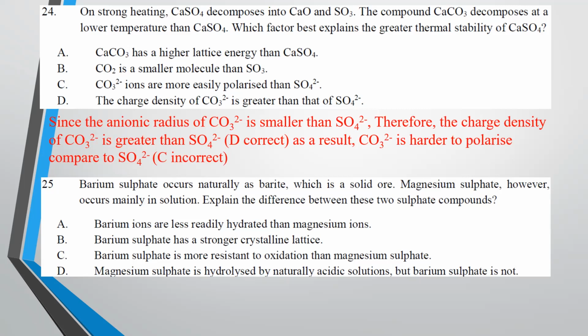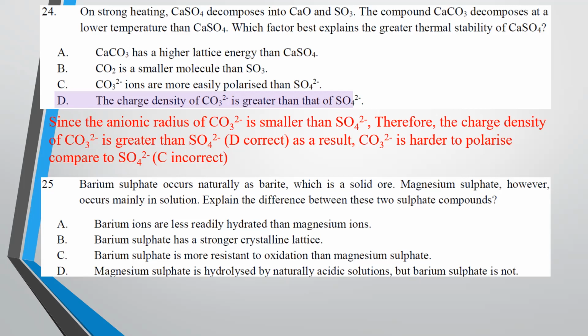C: CO3 2- is more easily polarized than SO4 2-, which is actually wrong, because of the larger atomic radius of the sulfate, that is why it is easier to be polarized. Okay, and then finally, D: the charge density of carbonate is greater than that of the sulfate. So in terms of charge density, yes, carbonate is greater than that of the sulfate. But in terms of thermal stability, what explains why calcium carbonate has a higher lattice energy is the difference in the charge density inside the carbonate. Okay, so the best answer in here is D.